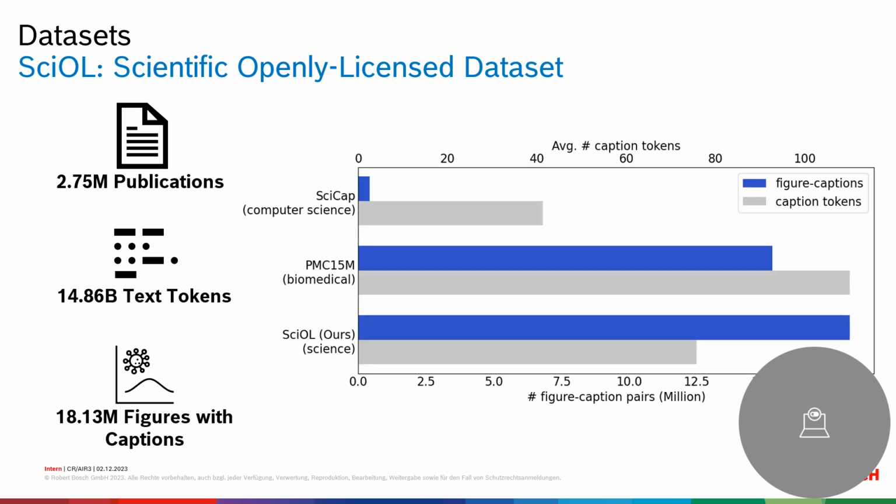Compared to other scientific image text datasets, SciOL covers a broad variety of scientific fields, including material science, mathematics, physics, computer science, and economics. It is over 40 times larger than SciCap and about 1.2 times the size of PMC15M, which covers mostly biomedical publications. SciOL is, to the best of our knowledge, the largest collection of openly licensed text and image text data.